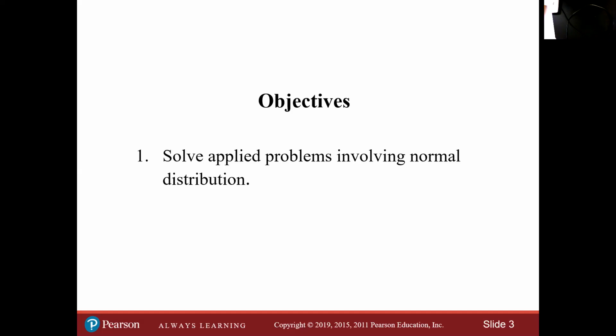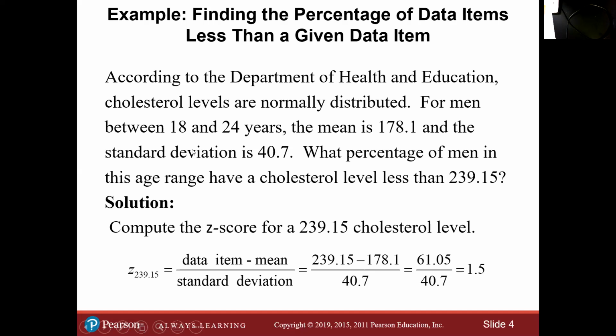Okay, let's look at our final topic in statistics, which is problems with the normal distribution. If you go on to take another statistics course, you're going to spend a lot of time doing problems just like this. In the previous course, we talked about finding z-scores. Here, we're going to use z-scores for prediction or probability.